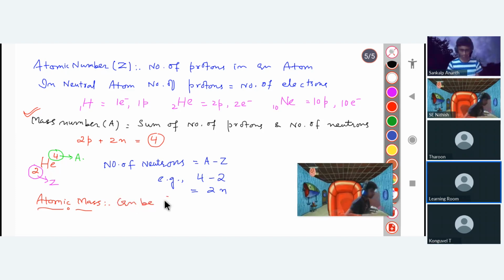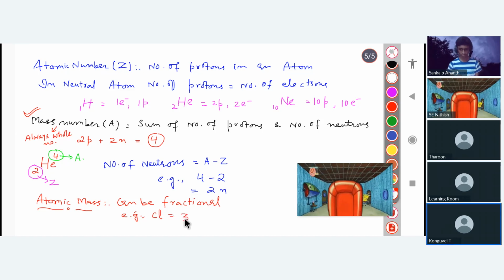Atomic mass can be fractional, but mass number is always a whole number. This is very important. Can you give me an example of fractional atomic mass? For example, what is the mass of chlorine? 35.5. Exactly. So it is fractional.